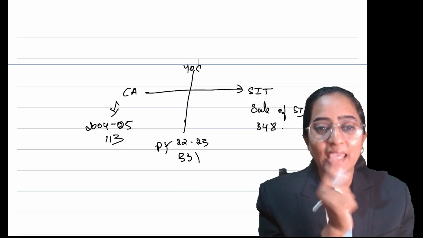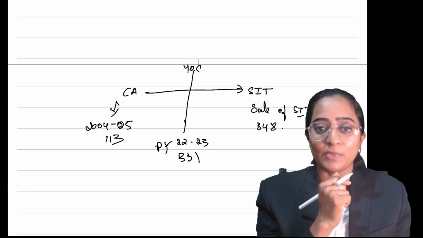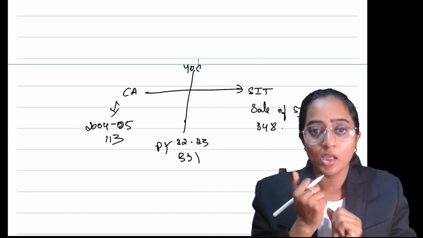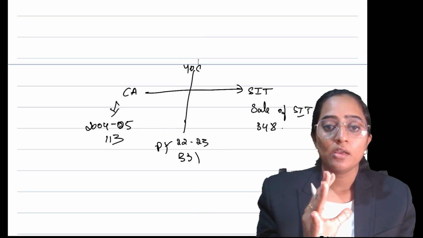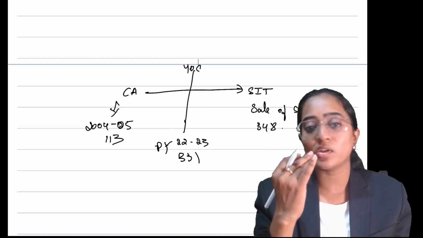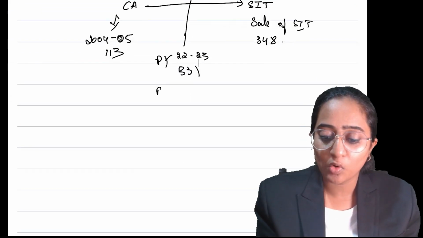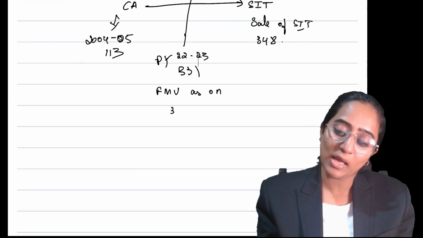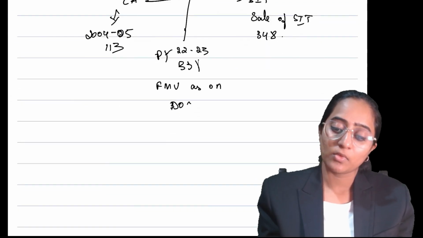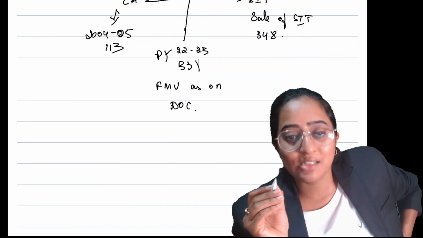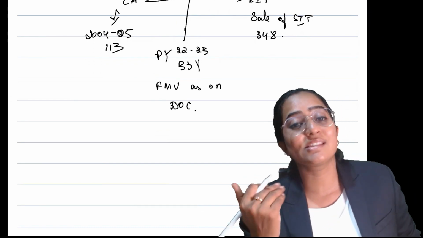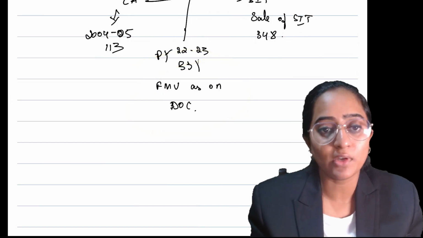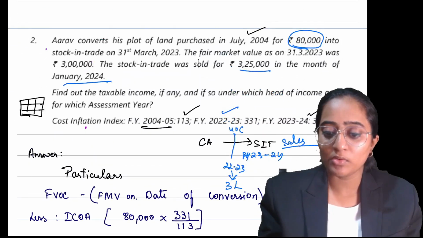Suppose you would have sold your capital asset in the year of conversion only. That is, instead of converting that acre and selling it as stock in trade, suppose you have sold it directly as your capital asset only. Can I say you would have sold it at the price of fair market value as on the date of conversion? Whatever the date you have decided to convert, if you would have decided to sell it as a capital asset only, 200% you would have sold it at the fair market value as on the date of conversion.